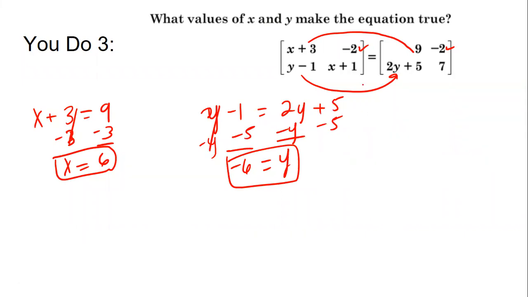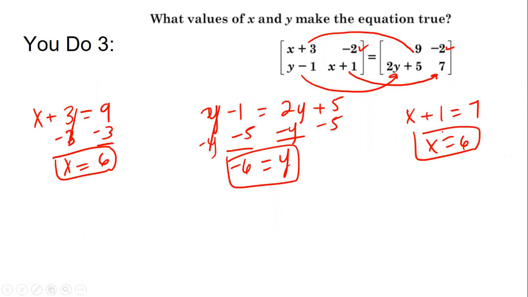If I already solved X once, do I really need to solve it again? No, but if you didn't believe yourself, you can try again. And what plus 1 equals 7? 6. It really was right. Okay, that concludes 3.1.